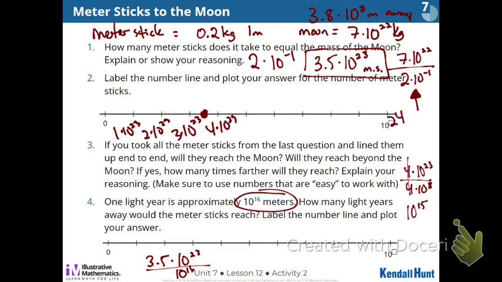Here's how many years this is going to go for. Oh my. 3.5 times 10 to the 7th. So that means 35 million years the light would need to travel to get to the end of these meter sticks.